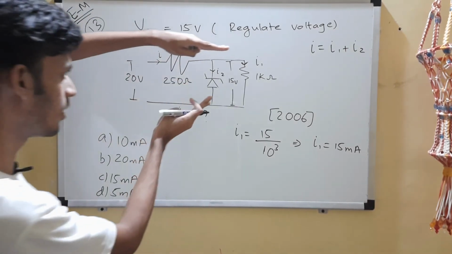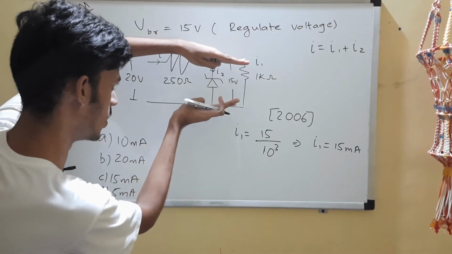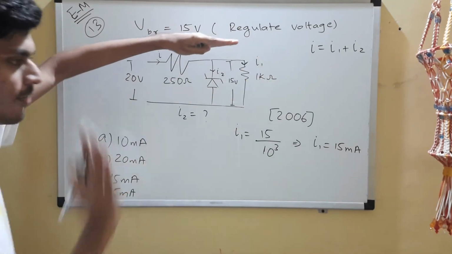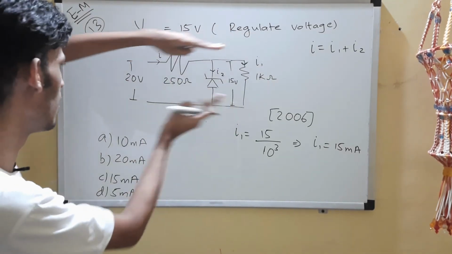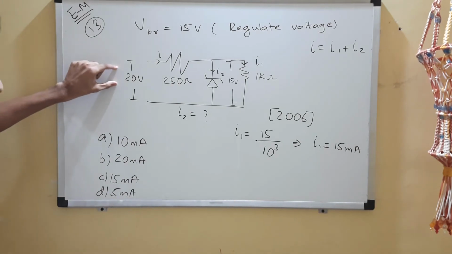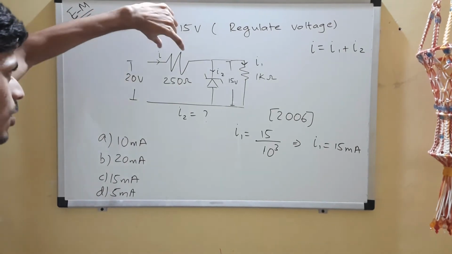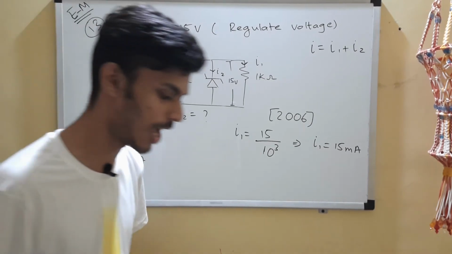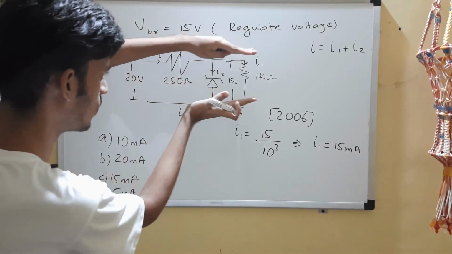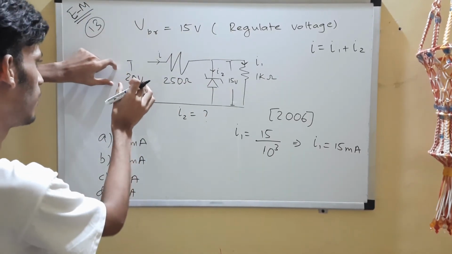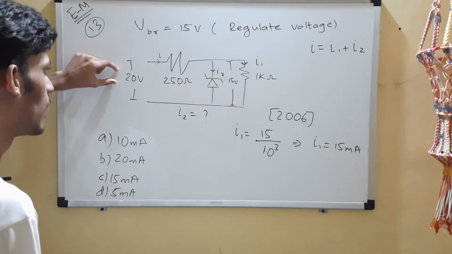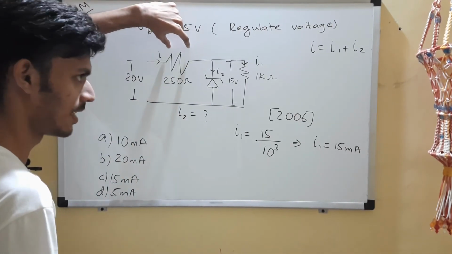Now you can see that the voltage drop over here is 15 volts. We had in total 20 volts, so 15 volts is already wasted over there on that resistor, and we are left with 5 volts. 20 minus 15, we are left with 5 volts. I hope the idea is clear. This 5 volts will drop across this resistor.